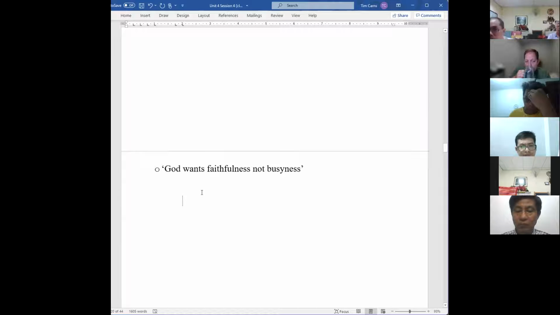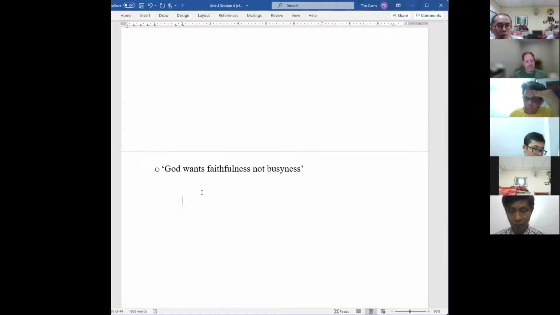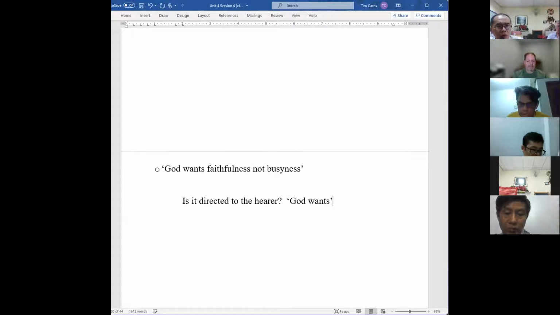Okay, it is talking about the character of faithfulness. So maybe ask a few questions. We don't have the passage in front of us, so we cannot comment on if it's accurate or not. But is it directed to the hearer? Yes, because it is a command. It says God wants. So that's an implied expectation, right?